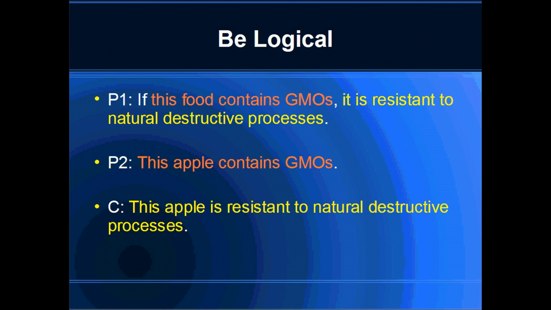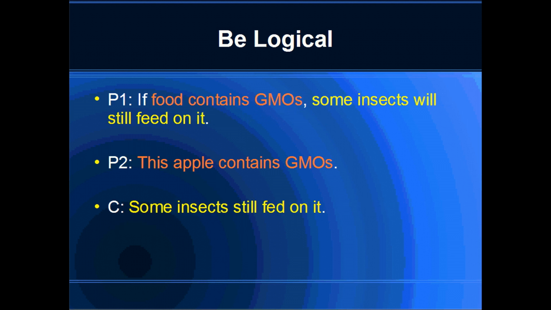So you have another conditional syllogism. Premise 1, if food contains GMOs, some insects will still feed on it. Premise 2, this apple contains GMOs. So what does that mean about the apple? Well, the conclusion is that some insects still fed on it. Okay?